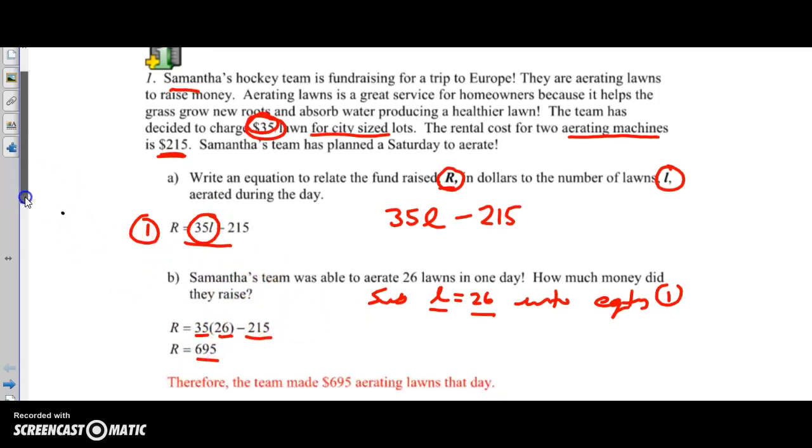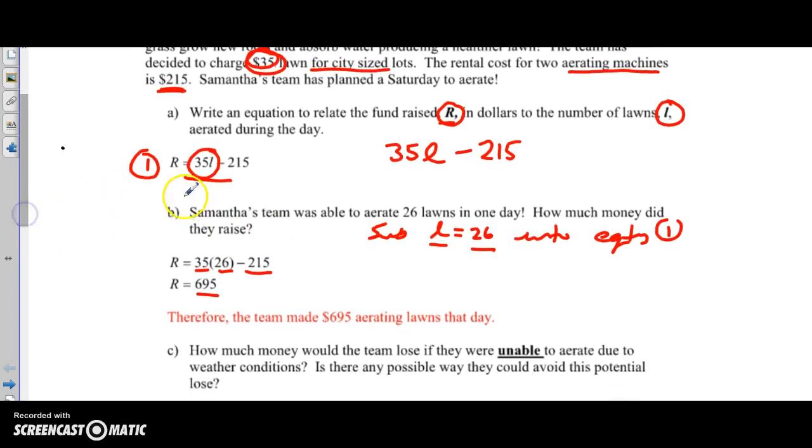And it's a word problem, so I want a word answer. Okay, so this wasn't a word problem here. This says, give me the equation. But now it says, how much money did they raise? I need a therefore statement. So you can write therefore, or in math we do this like that. That symbolizes therefore, 1, 2, 3 dots like that. That's therefore, or circles. So therefore the team made $695.